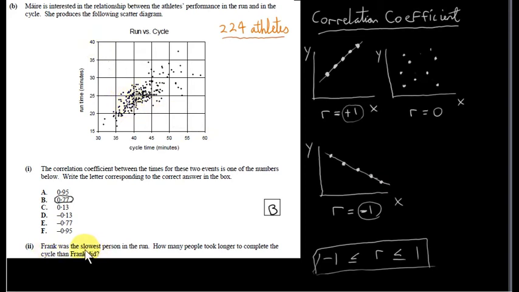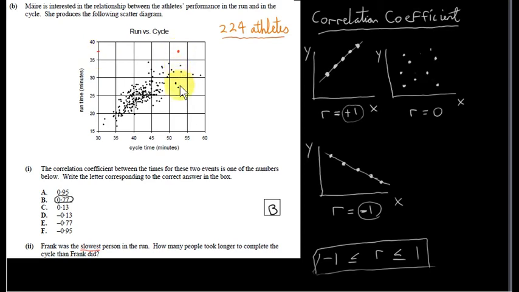Frank was the slowest person in the run. How many people took longer to complete the cycle than Frank did? So let's look for the point here which has the longest run time. The fact that Frank was the slowest person in the run means that his run time was longest. Which point has the longest run time? It looks like this point up here. The run time here is between 35 and 40, about 37 minutes.